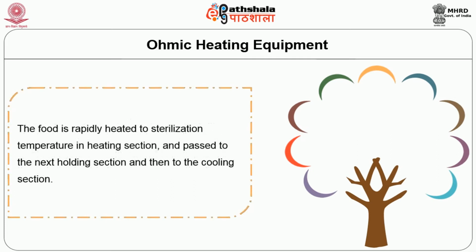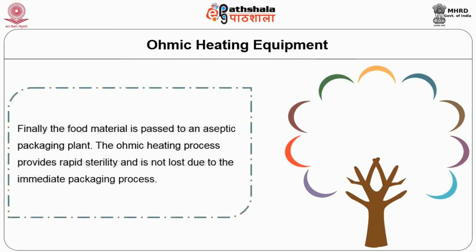The food is rapidly heated to sterilization temperature in heating section and passed to the next holding section and then to the cooling section. Finally, the food material is passed to an aseptic packaging plant. The ohmic heating process provides a rapid sterility and is not lost due to the immediate packaging process.